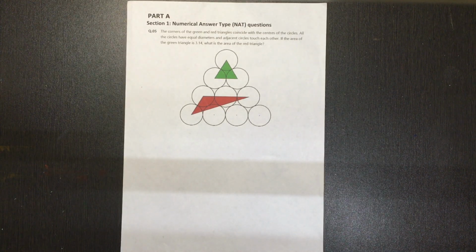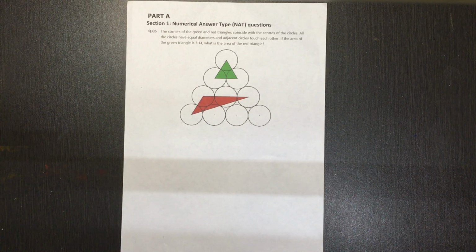The question says that the corners of the green and red triangles coincide with the centers of the circles. All the circles have equal diameters and adjacent circles touch each other. If the area of the green triangle is 3.14, what is the area of the red triangle?